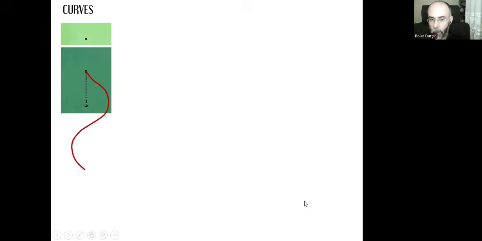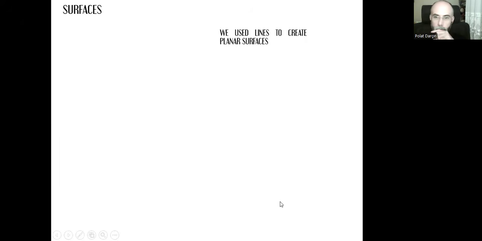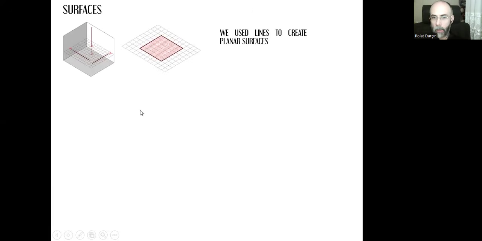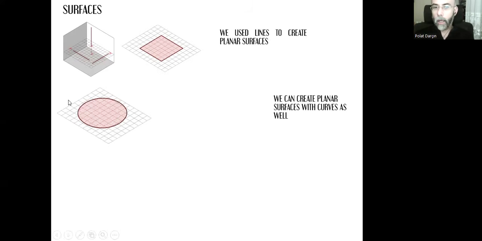These are the open curves, or we can have closed curves, circle, ellipse, and we use lines to create planar surfaces, such as these horizontal or inclined planar surfaces. Just like that, we can create planar surfaces with curves as well. If we have this area filled, then we are talking about a defined planar surface, but instead of straight lines, it's created with a closed curve.